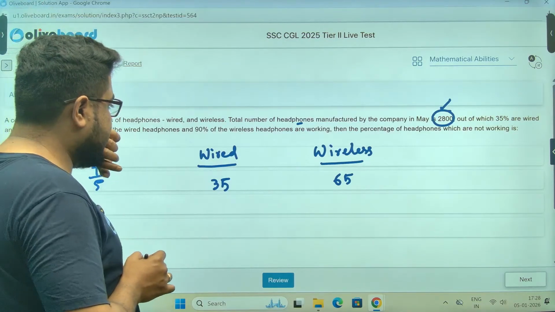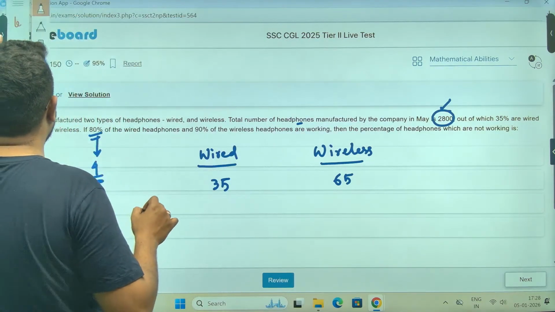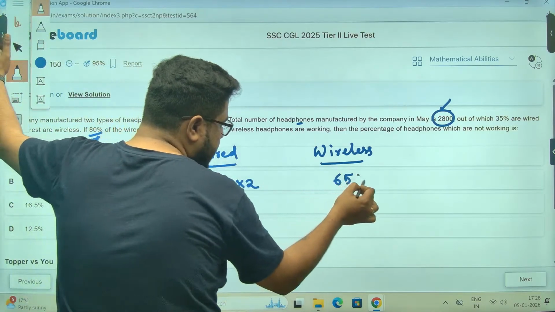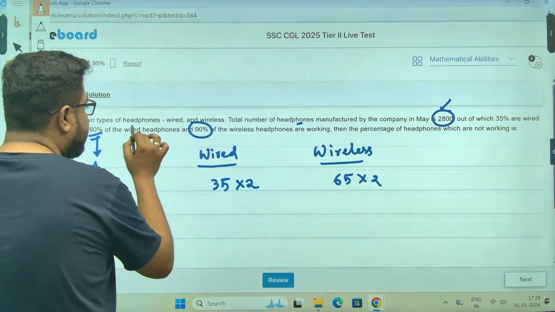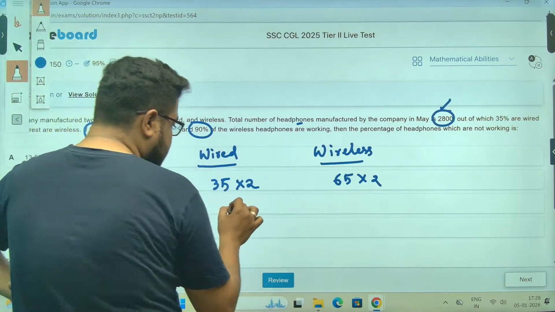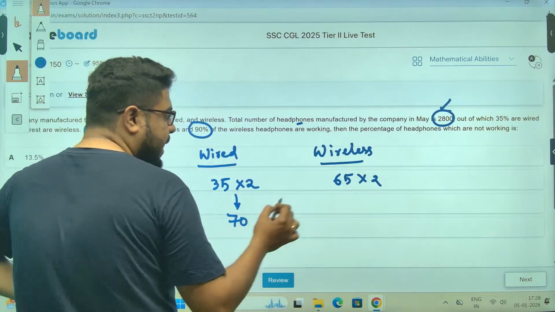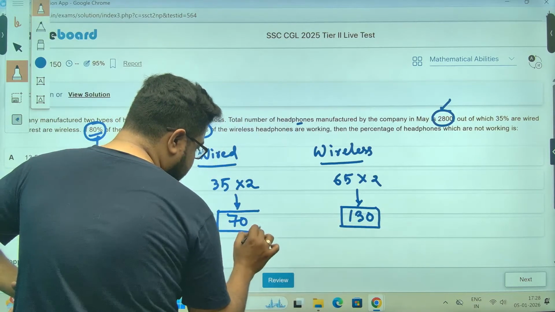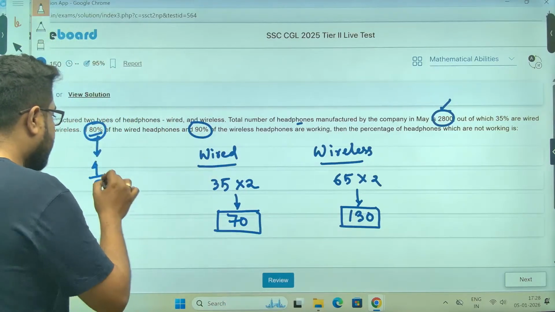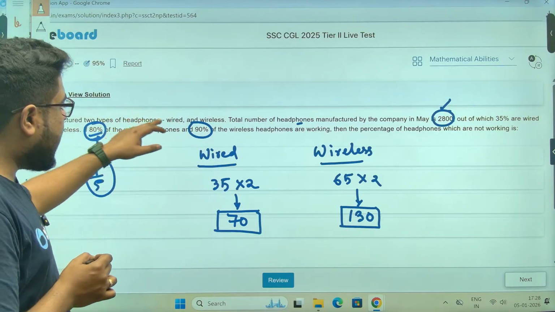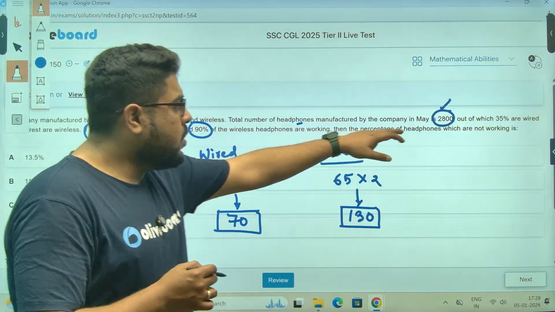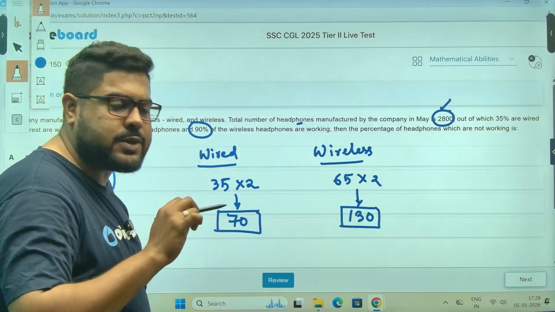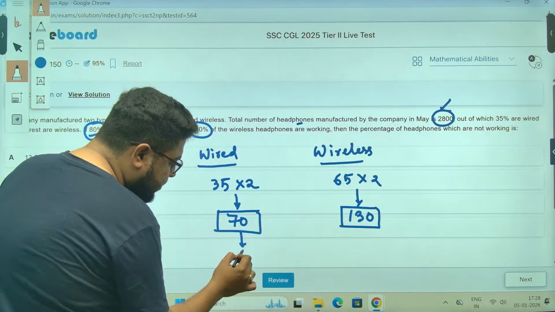90%, right? So let's do one thing. As we are taking the values, let's multiply this by 2, because the second percentage calculation will be a little easier here. So I'm taking 70 wired headphones and 130 wireless headphones. Just doing this so that my calculation is better. Now 4/5 of this are working. They are asking which are not working. 80% works, meaning 20% doesn't work. 20% means 1/5. 1/5 meaning 14.